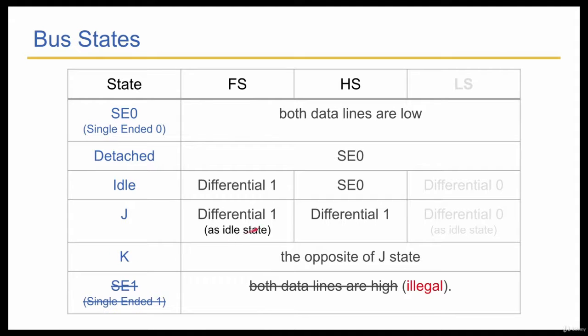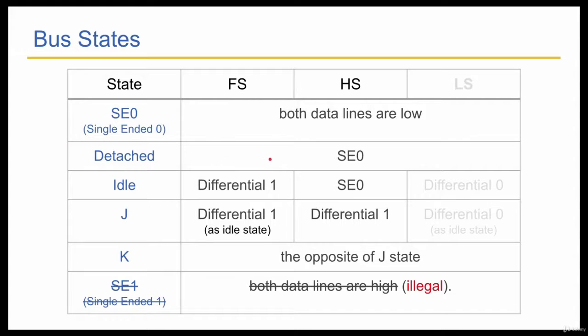So J for the full speed devices is just the differential state 1, and K is the opposite of J. So it's differential 0 for full speed devices. Don't get confused, this is very, very simple. We are just applying different voltages, or let's say different logical states, on every single line of the data lines. And by this we are getting different states. That's it.